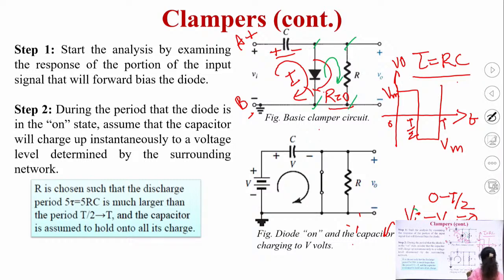So, in the first half cycle, what we have found is, first, that the capacitor has been charged to the value, let us say this is VC, up to the value Vm, and second, that the output voltage is equal to 0. So, this completes our first half cycle. Now, coming to the second half cycle.